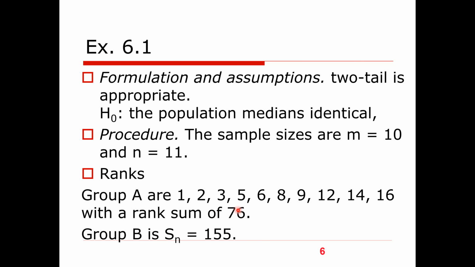Similarly, for SN, there is also a bound. The smallest SN should be 66. The largest should be 176. So intuitively, for this problem, SM is relatively small and SN is relatively big, right? So let's see if this much difference should make us reject the null.